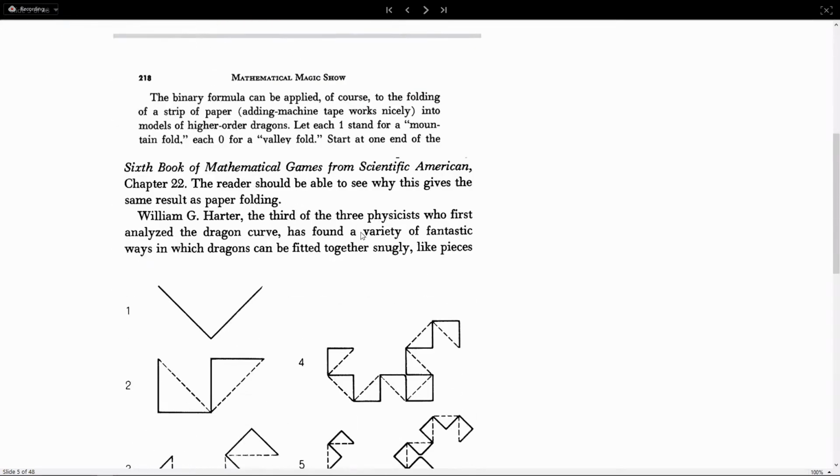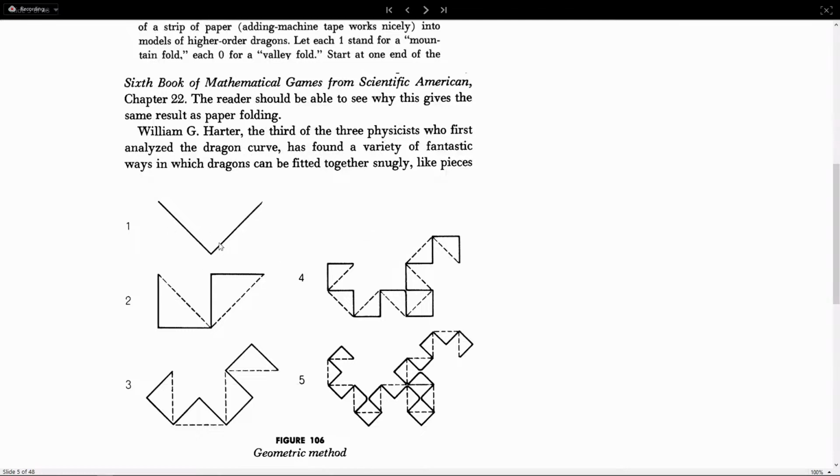And another way of looking at it is to fold it in half and then fold it in half again, and you get this next generation of the curve, and the next generation here, and the next generation, and so on. So this is a geometric method for generating this object known as the dragon curve, which you can generate by folding a piece of paper.